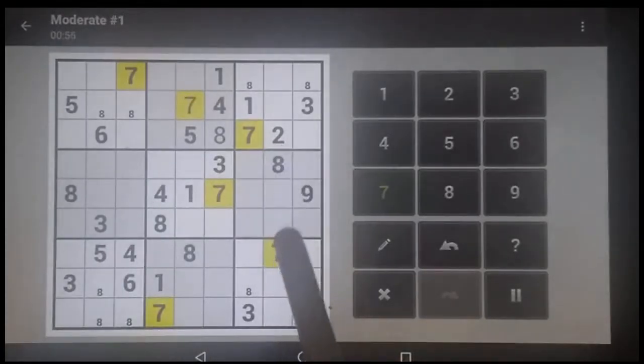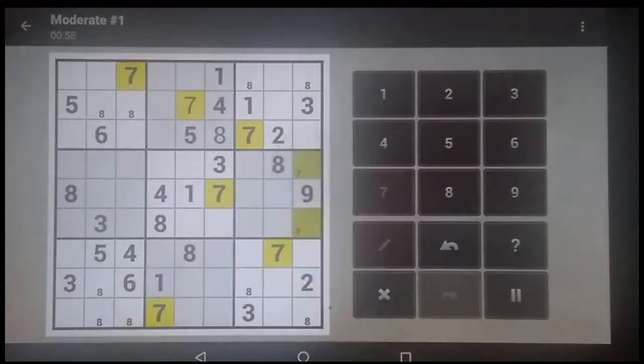We have these two columns, so this 7's got to be in one of those. These two rows mean this 7 has to be here. And now those two columns, so this 7 has to be one of those two.